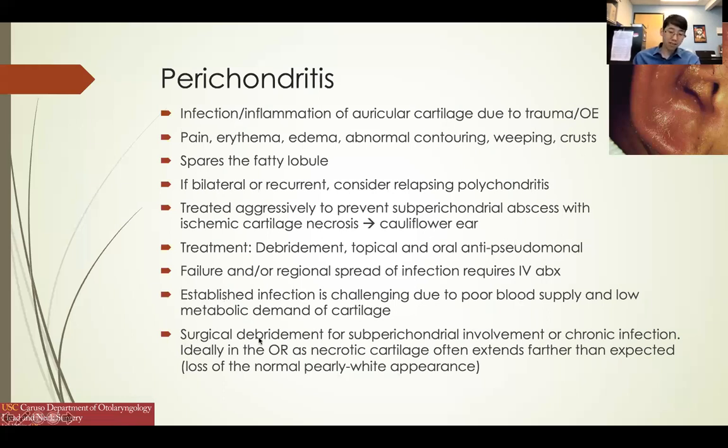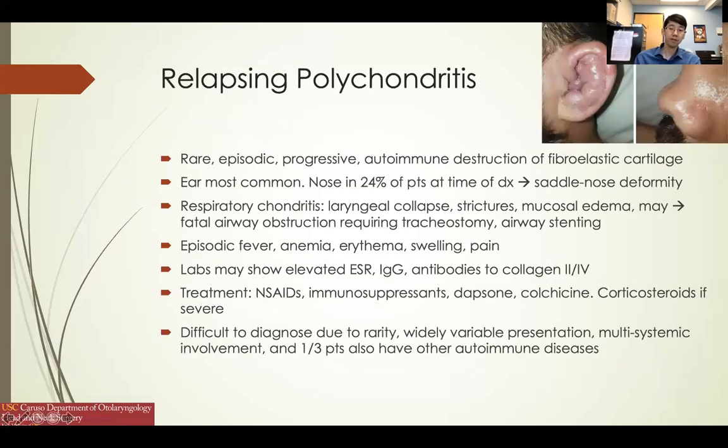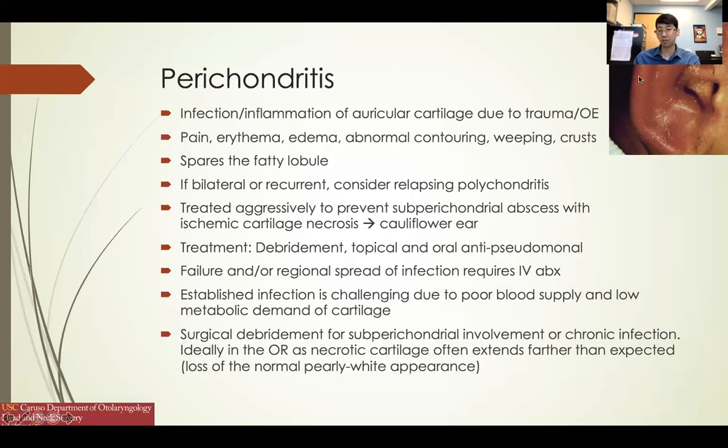In severe cases, you may need to debride surgically in the operating room, ideally, because necrotic cartilage tends to extend further than what we think. It's a bit of a tip of the iceberg idea. And you would be looking for that loss of the normal pearly white appearance of cartilage. And you probably would want to put some small drains afterwards.